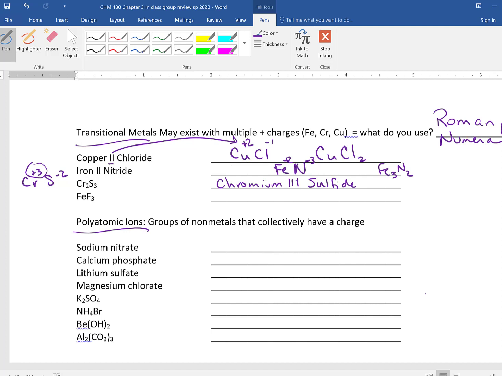See if you can figure out the last one. First, just give its name. Then figure out what the charges are so that then you know the Roman numerals.